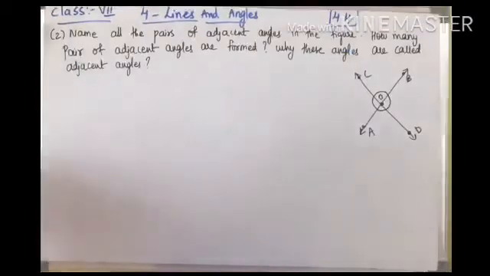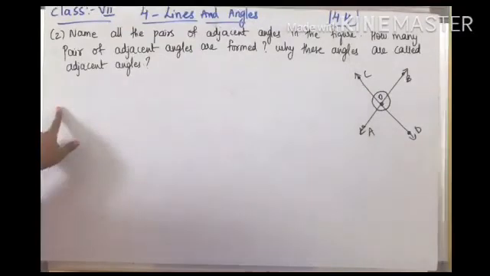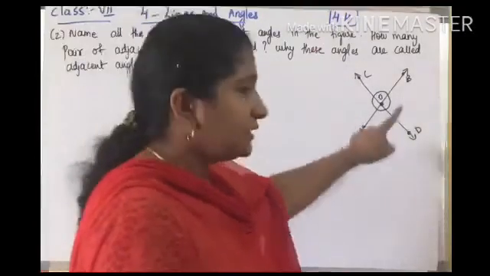Coming to the second question, children. Name all the pairs of adjacent angles in the figure. How many pairs of adjacent angles are formed? Why are these angles called adjacent? What are adjacent angles? Two angles are said to be adjacent if they have a common arm and a common vertex. And adjacent angles are formed when two lines intersect each other.